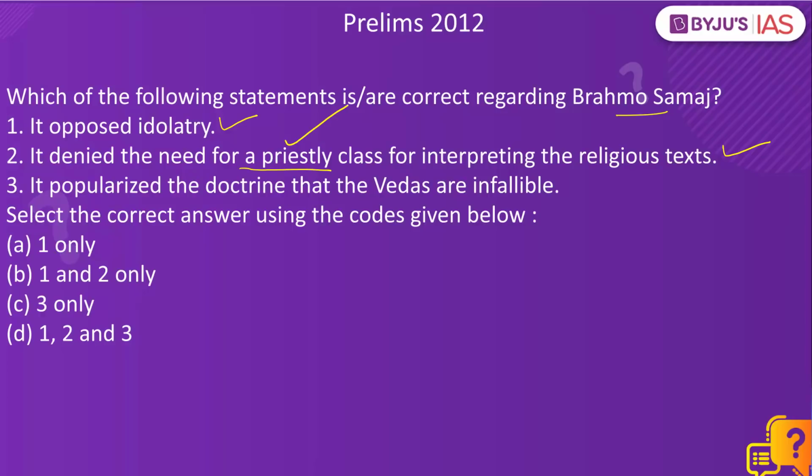And also, it popularized the doctrine that Vedas are infallible. This statement is wrong, because Brahmo Samaj propounded that Vedas can also be full of errors. So Vedas are not infallible. So 1 and 2 is correct. B is the right answer.